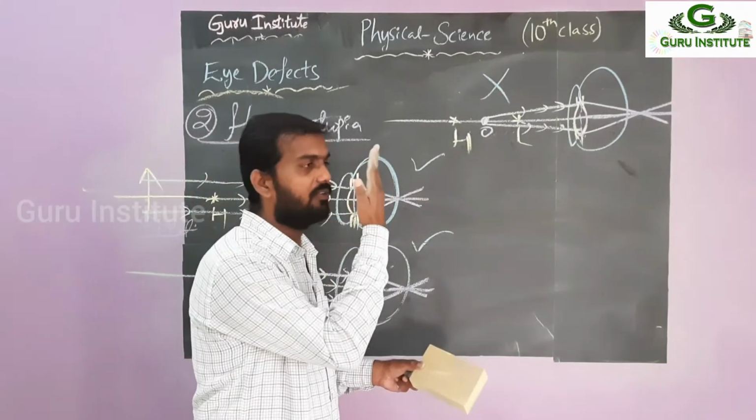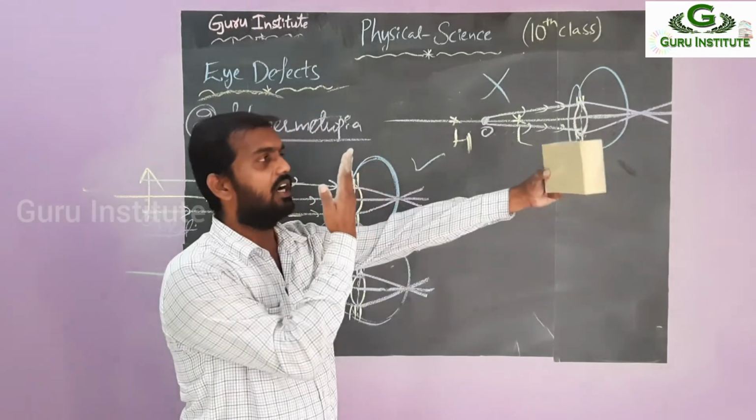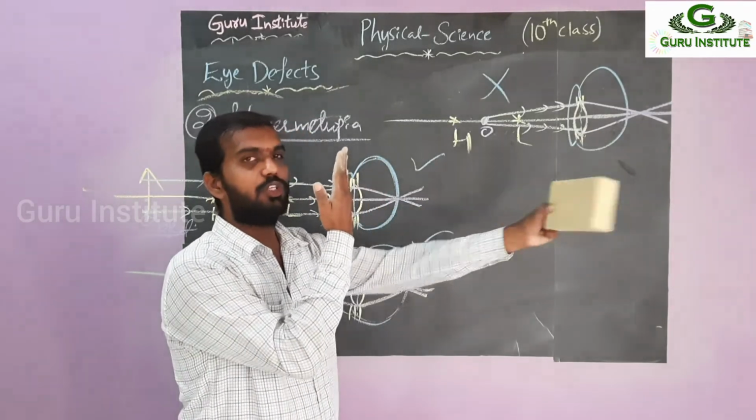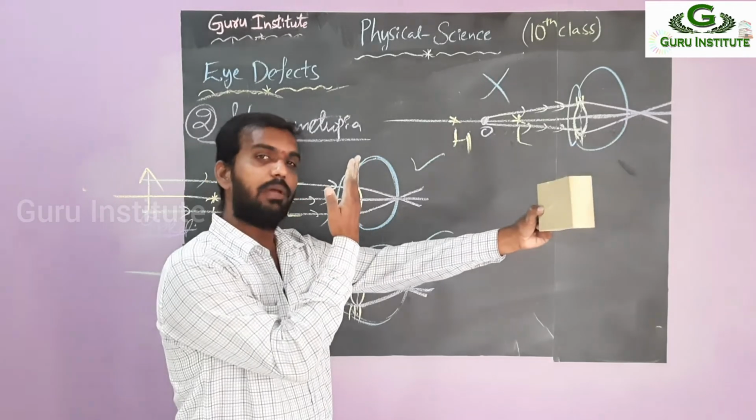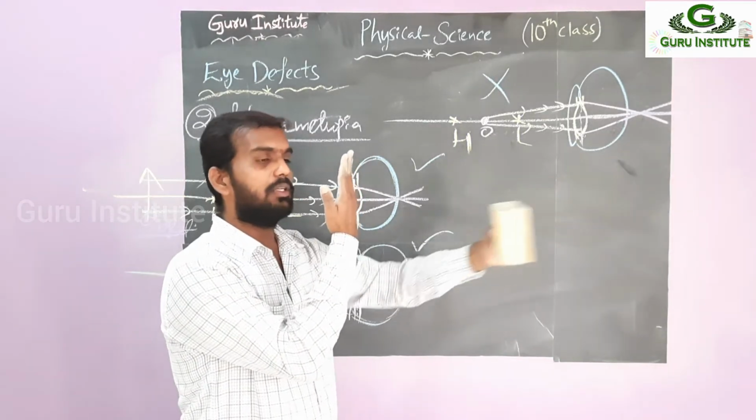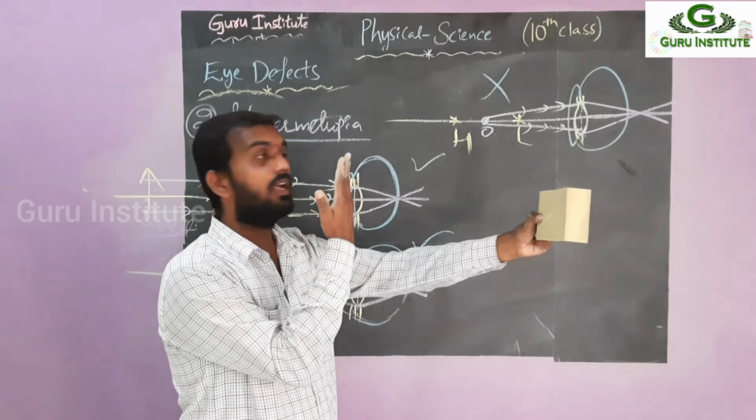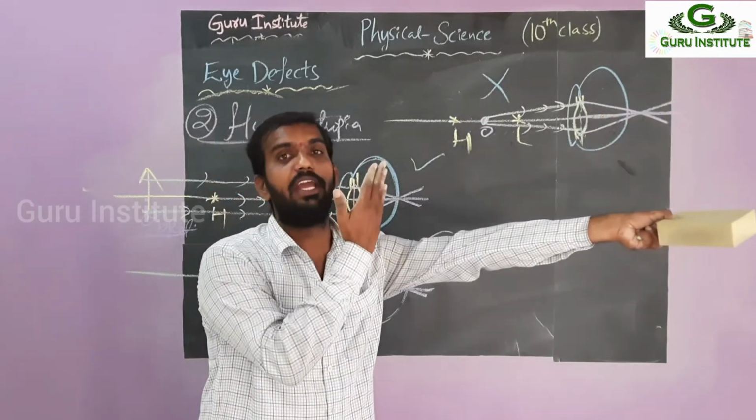So this is the L point, always 25 centimeters. This is the H point. In between these two points, in my opinion, I can see. But now I am a hypermetropia person. Suppose in these two points, what happened? I can't see. After this point only I can see.